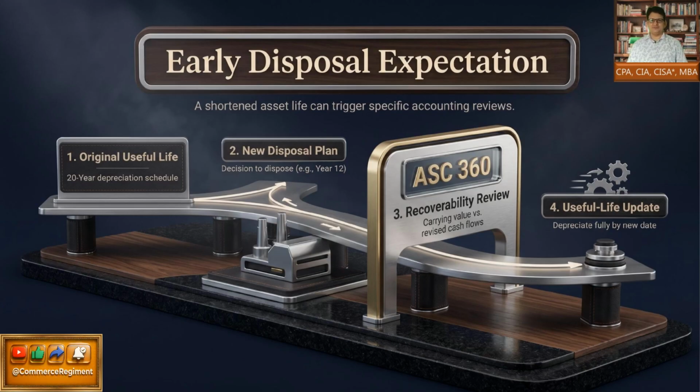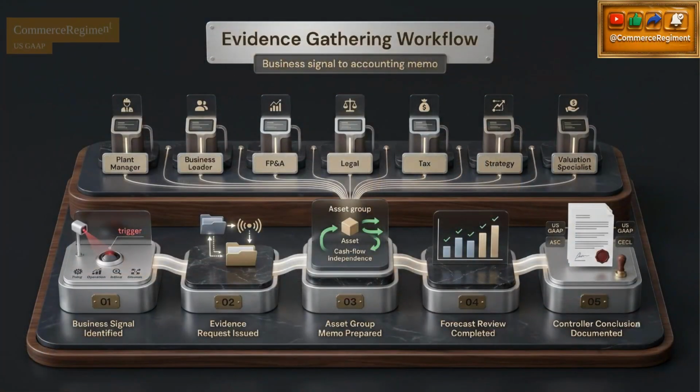For example, if an asset originally had a 20-year life, but management now plans disposal at year 12, depreciation and cash flow projections need to reflect that new reality. Indicator assessment is a cross functional close process workflow. Accounting should not sit alone and guess what is happening in the plant. The team gathers facts from plant managers, business unit leaders, FP&A, legal, tax, strategy, and valuation specialists when needed.